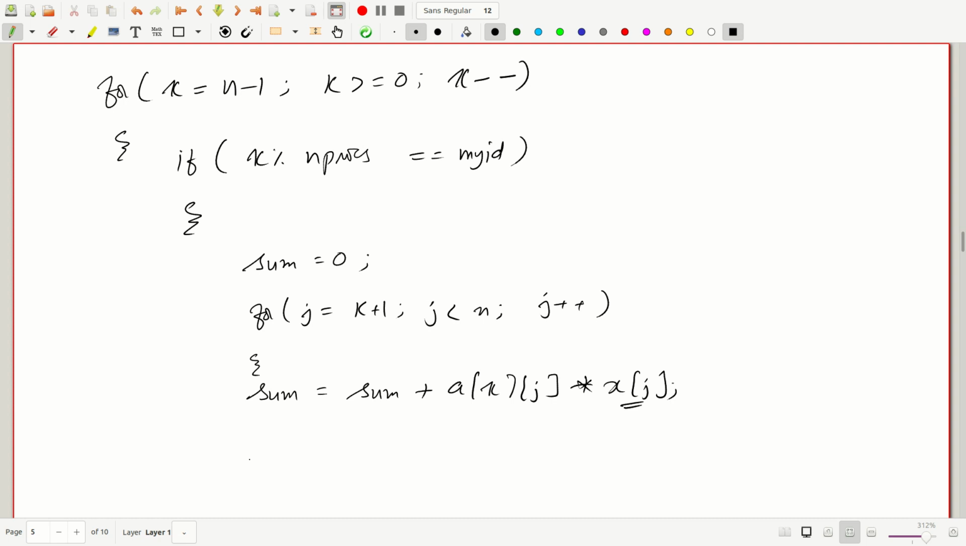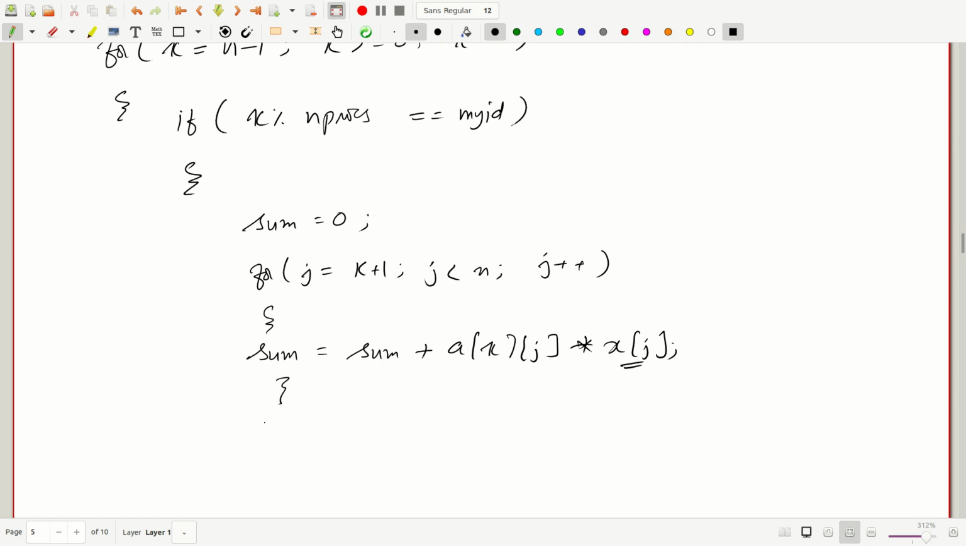Then once you calculate all these sum values, you basically have to calculate your xk. So your xk calculation can be done outside this loop. So we remove this.